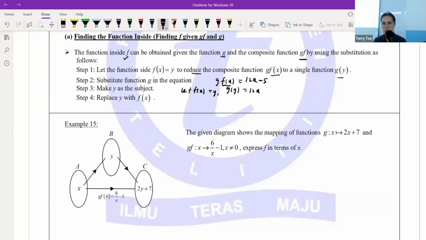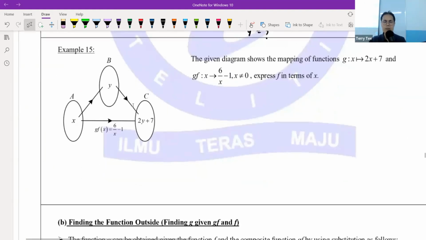Next, we will have to substitute the function g inside the equation. Let's say your gx is 2x plus 1. So this will be 2y plus 1. What we need to do is to make y the subject. Once you make y the subject, you replace your y with fx, then you get your function fx. It's pretty standard. This method is called substitution. Actually, there's another method called inverse, but I think most students just use the substitution method.